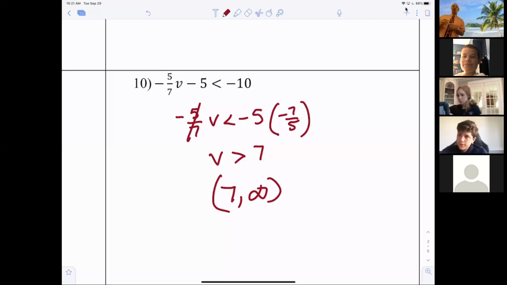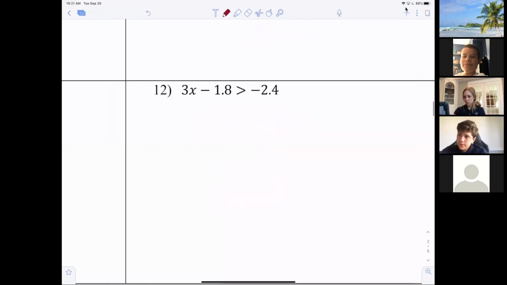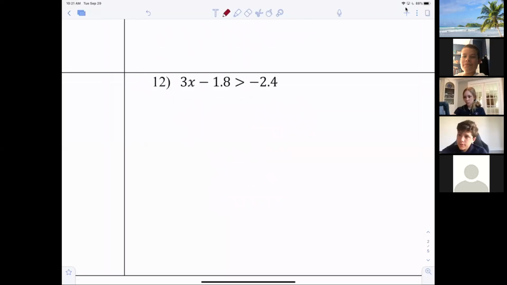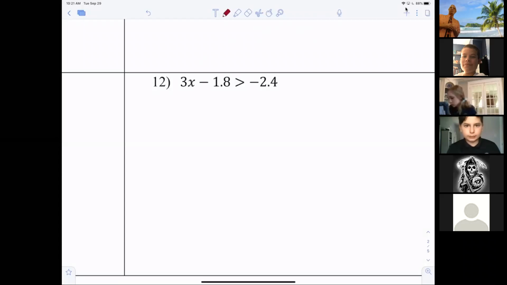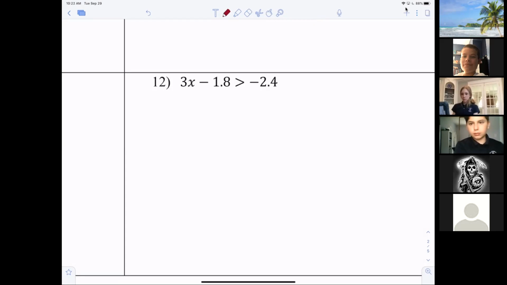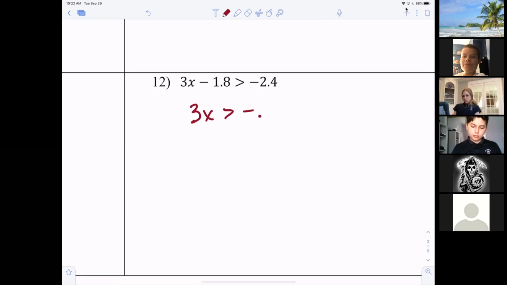Okay. Let's try 12, see how we're doing. Now again, there's some decimals involved. If you need to, do something with the decimal or with your calculator, I'm okay with that. But Jake, what are we doing? Add 1.8. 1.8 minus 2.4 is negative 0.6. So I have 3x is greater than what? Negative 0.6. Thank you.